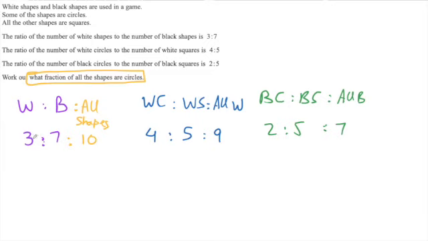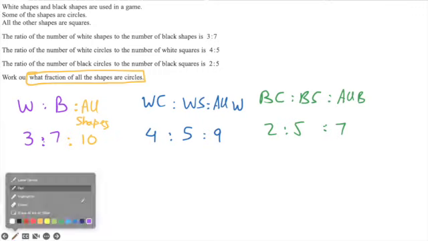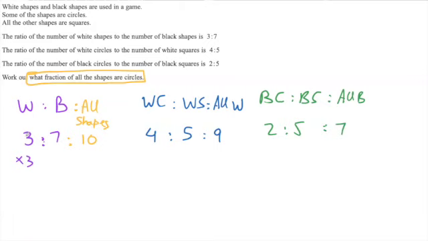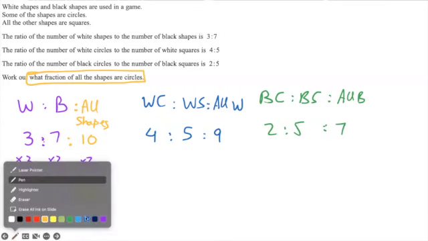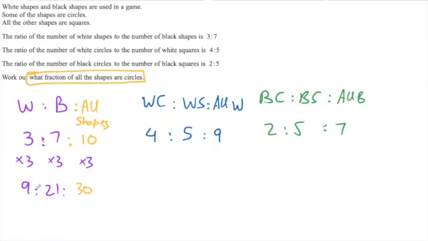Now, because we know that in this ratio we're given that there's 9 white shapes in total, let's turn this 3 into 9. In order to go from 3 to 9, we need to multiply by 3. And we'll do the same thing to all 3 numbers. So 9, 21, and 30. Okay. So 9:21:30.